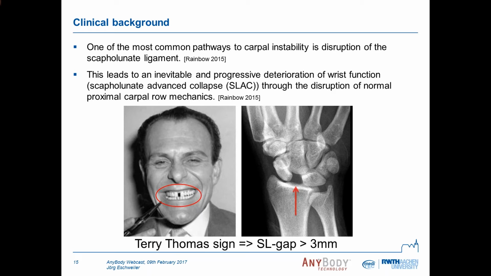A typical sign of the rupture of the SL ligament is the so-called Terry-Thomas sign, which is shown here on the picture on the right side, on the X-ray. If the gap between the scaphoid bone and the lunate bone is bigger than 3 millimeters, the SL ligament is ruptured.